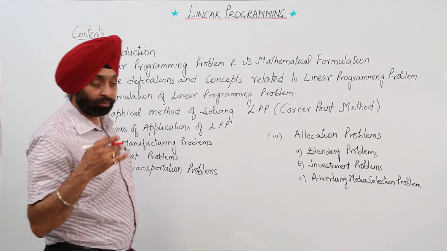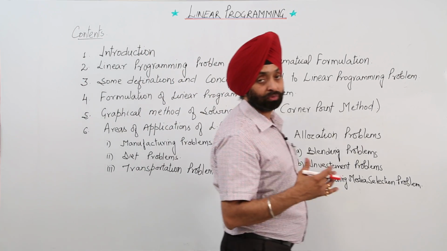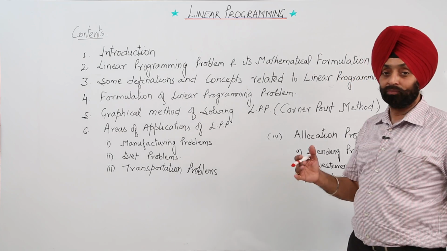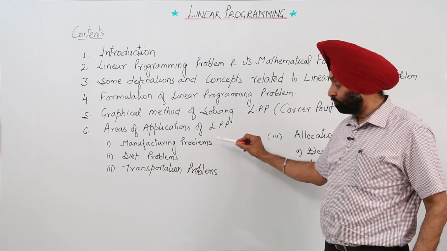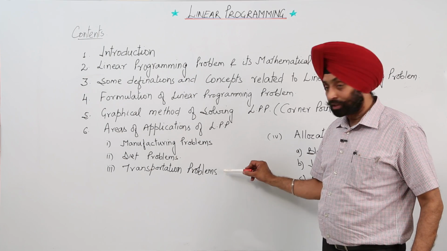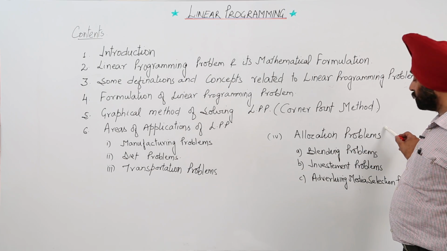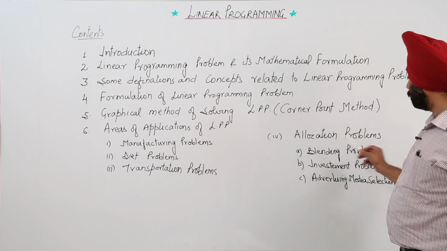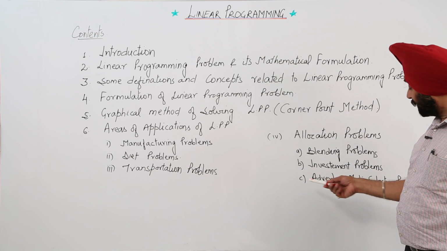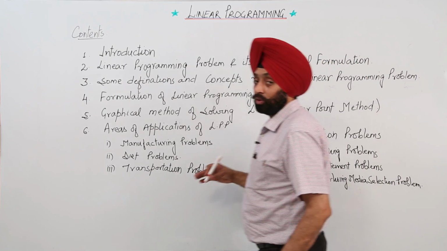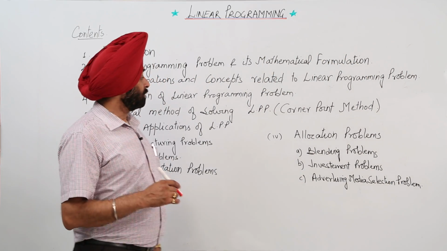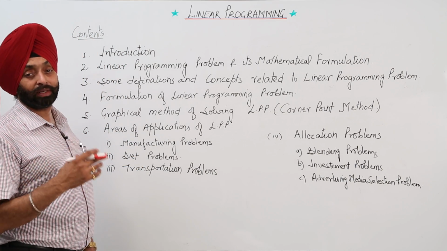I told you that the examples, the questions which we are going to do, are with real life problems. So the real life problems can be a manufacturing problem, diet problem, transportation problem, allocation problem, and in the allocation we can get blending problems, investment problems, advertising, media selection problem, meaning a lot of problems are there. So when we are going with these real life problems, it will create a lot of interest in you.